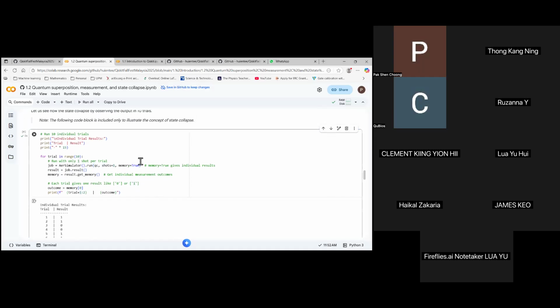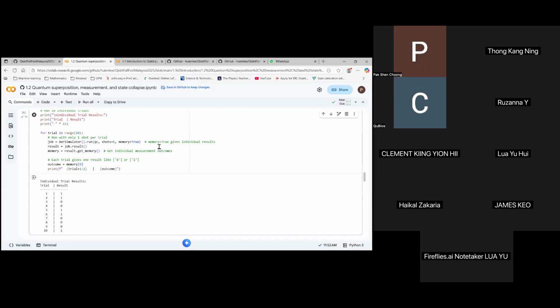And memory is also stated here. And then you call dot result with the function here. So you will get the result, and then you get the memory of it. You call dot get memory, and then you store it. This line of code stores the outcome in this syntax here, which means it will be stored in the outcome.